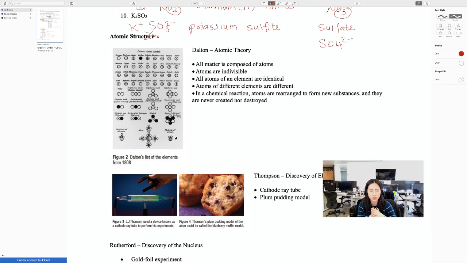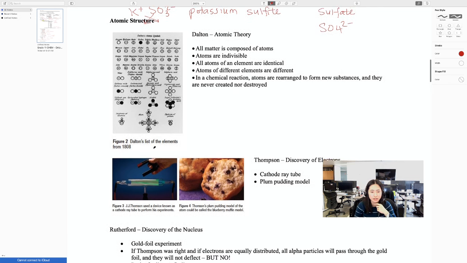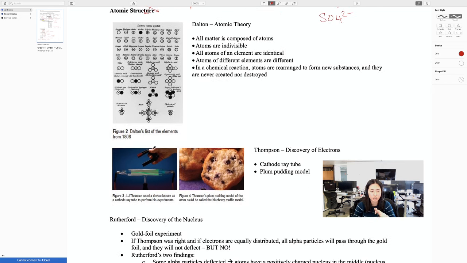And I just wanted to give a shout out to Nelson. So I got all of these images from Nelson, just so you're wondering where I found them. So it's from the textbook Chemistry 11.